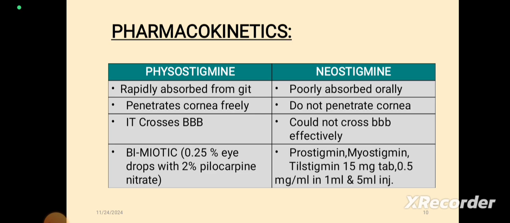Here physostigmine is rapidly absorbed from the GIT. It penetrates the cornea freely. It crosses the BBB. BBB is the blood-brain barrier. Bimiotic is the drug which contains 0.25% eye drops and 2% pilocarpine nitrate. For neostigmine, it is poorly absorbed orally and does not penetrate the cornea. It cannot cross the BBB effectively. Prostigmine, myostigmine, tilstigmine come as a 15 mg tablet, and 0.5 mg per ml in 1 ml and 5 ml injection. So it comes in tablets and injections both.